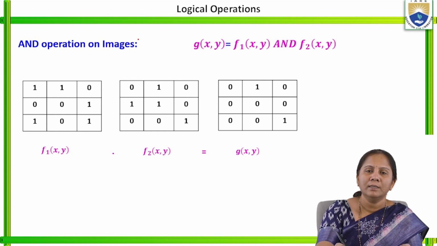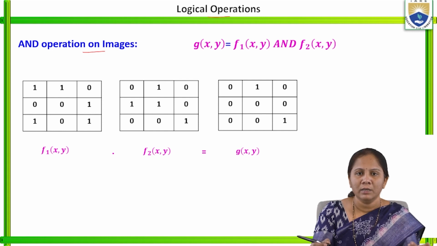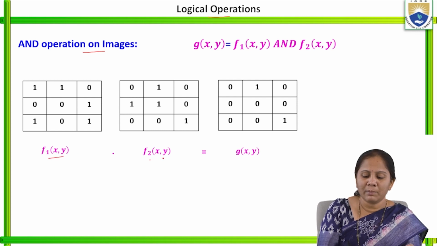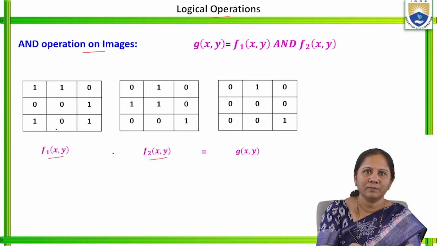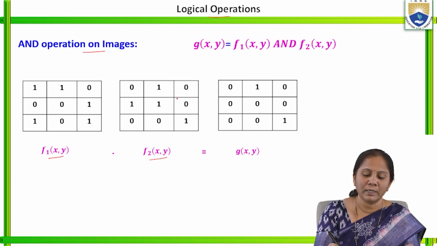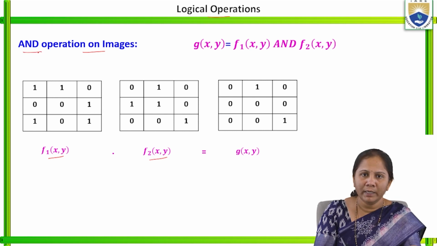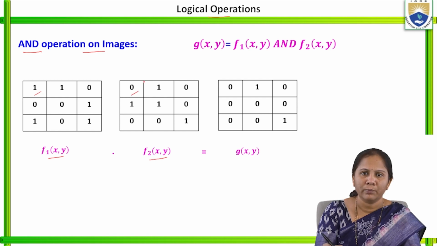So let us see one example. These logical operations will be applied only for binary data, that is digital data. That's why f1 of x comma y and f2 of x comma y, which we have taken, are completely in terms of zeros and ones, no other values. According to the truth table of the AND gate, we perform the operation pixel by pixel, that is 1, 0.